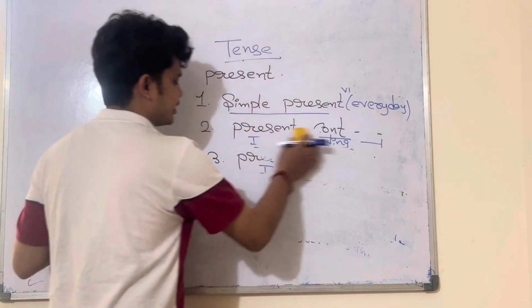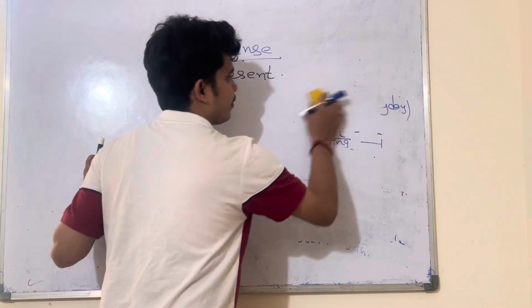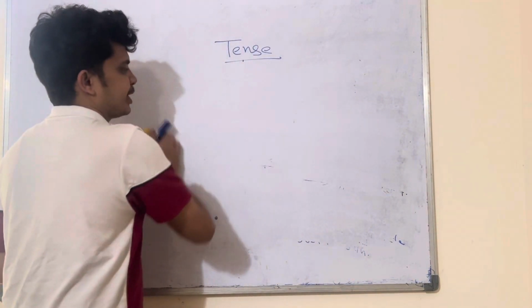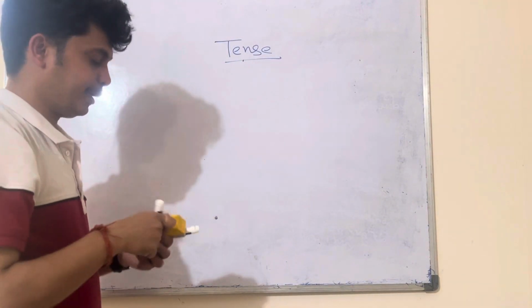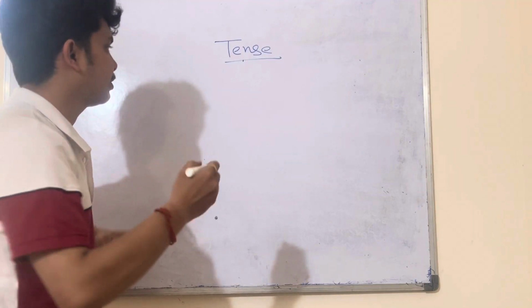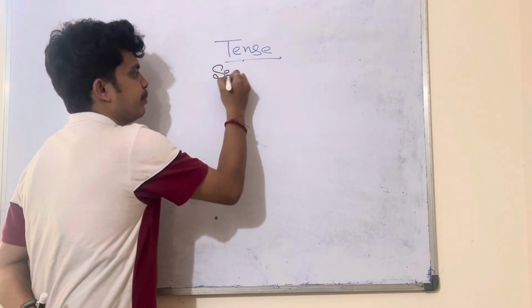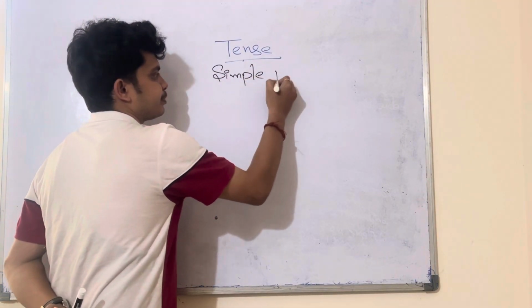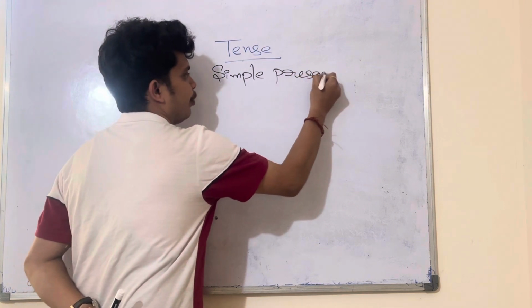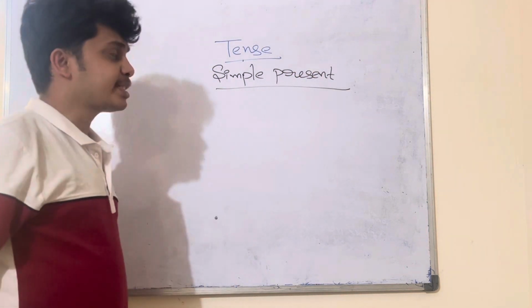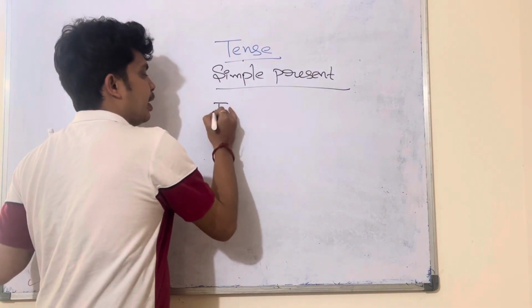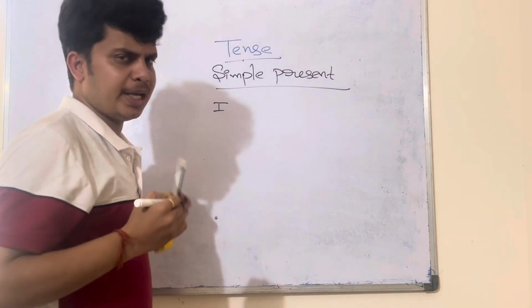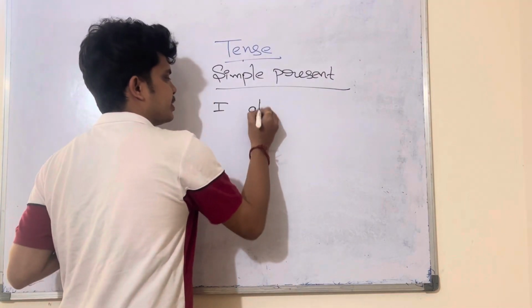I will even discuss the syntax and everything. So here we go. Let's start with the simple present in detail. Okay, so let me take the black marker for you. So simple present, very important. Why do we use this? We use this in order to tell about our everyday action. For example, let's take the simple example.